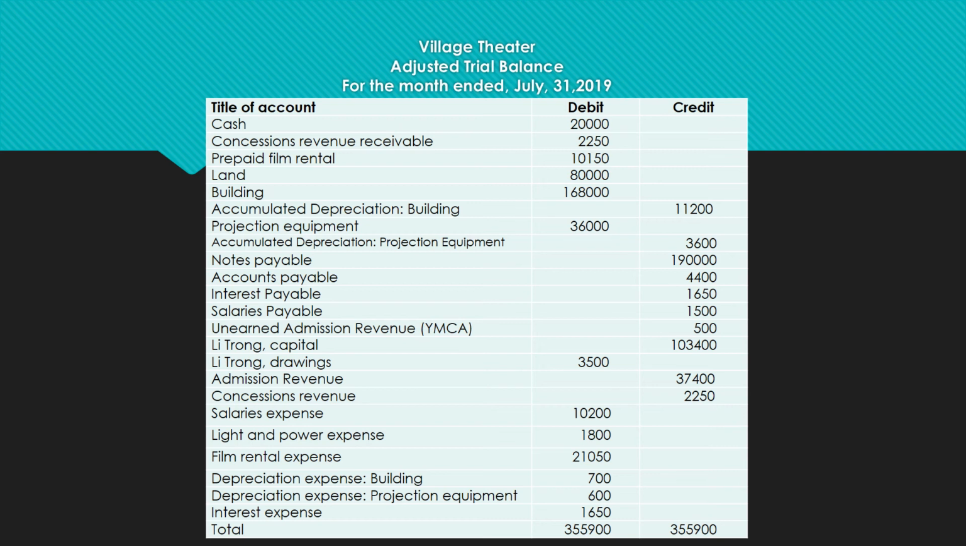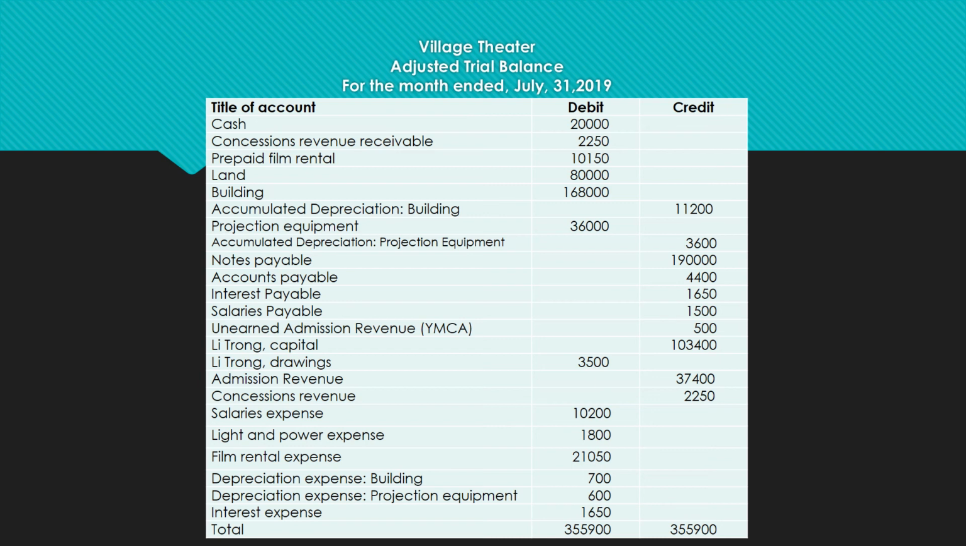Now salaries expense incurred for the month of July, 1,500, is also added to the already existing 8,700. The new total salaries expense for the month of July will be 10,200. Light and power expense we have kept as it is, 1,800, because there were no adjusting entries related to this.